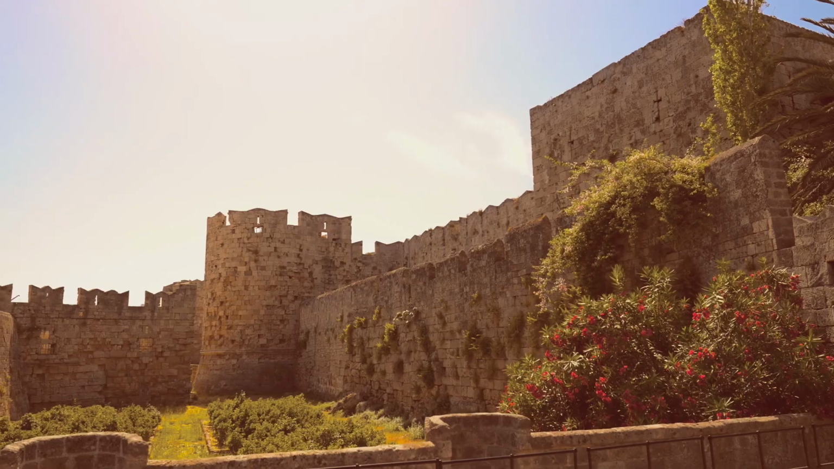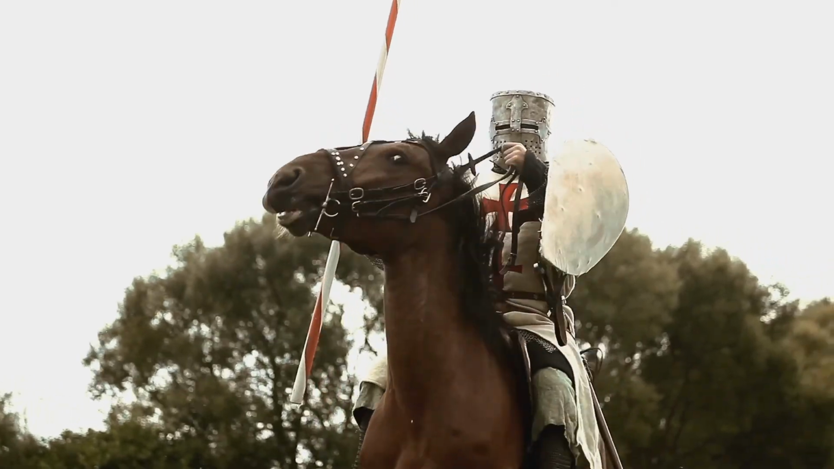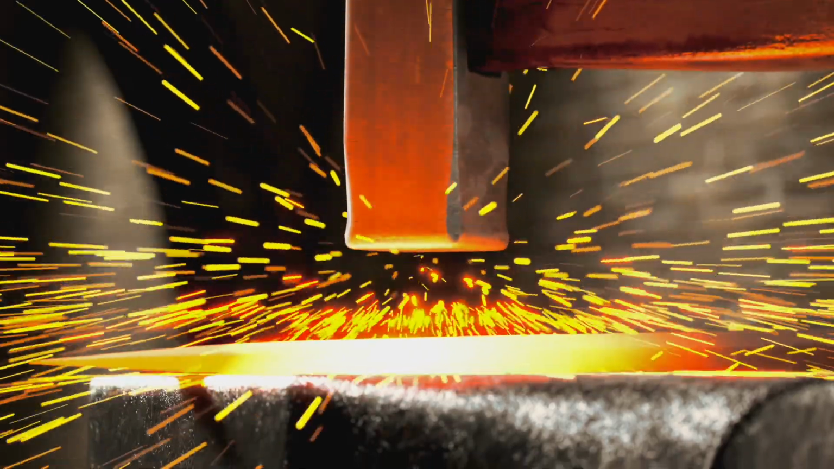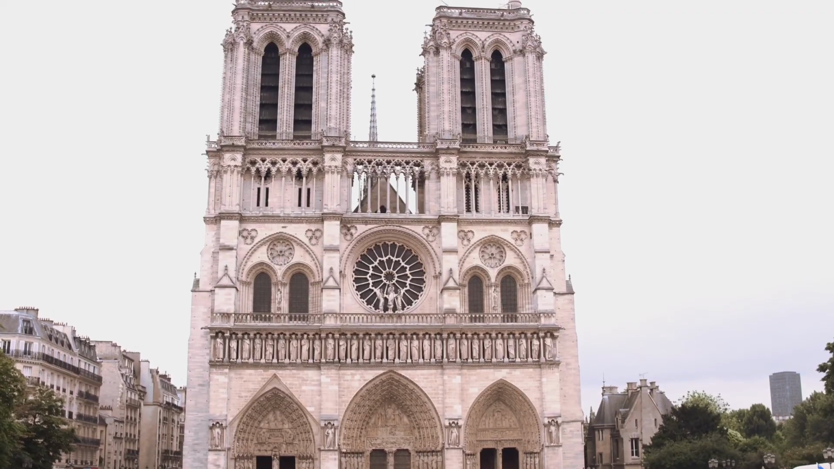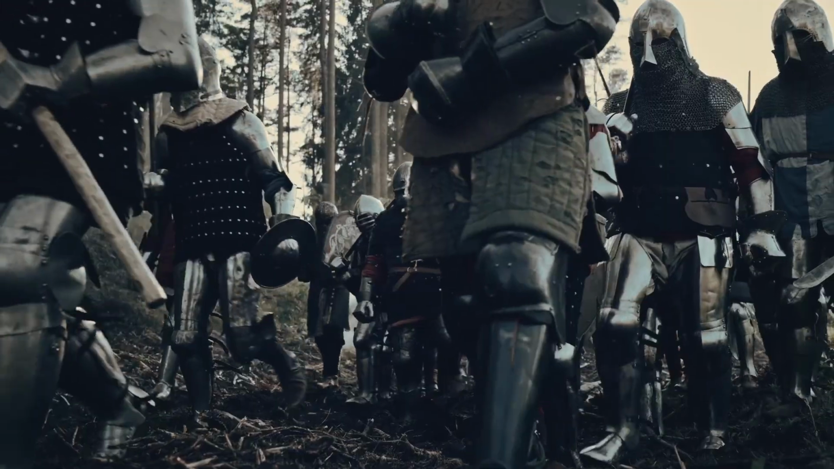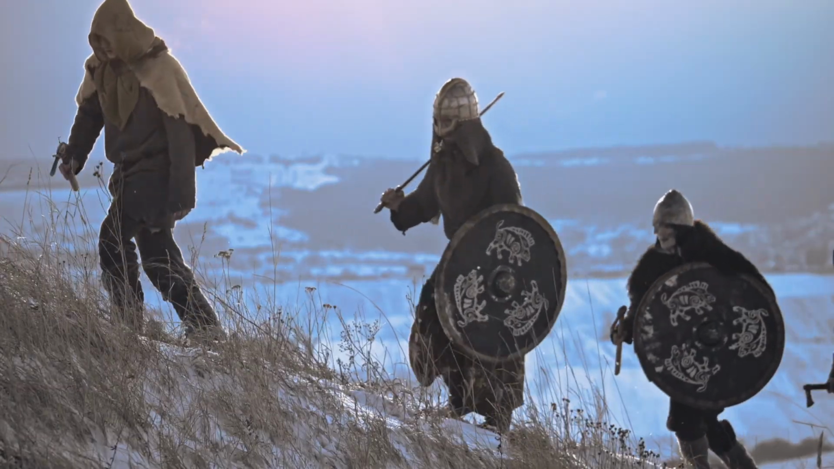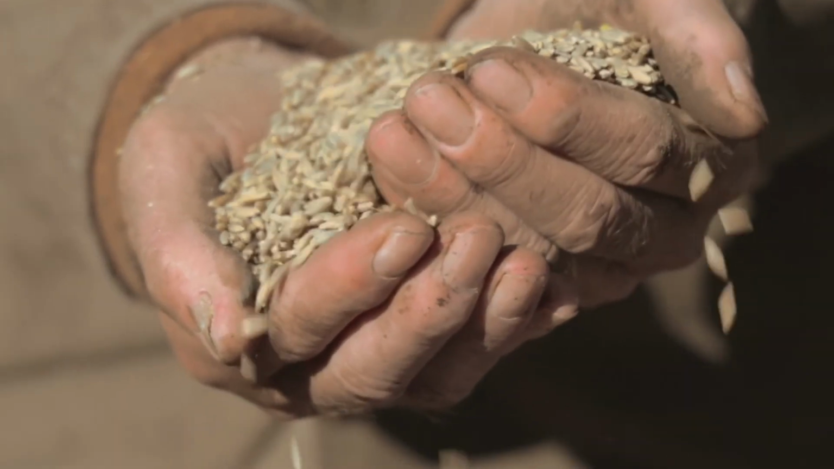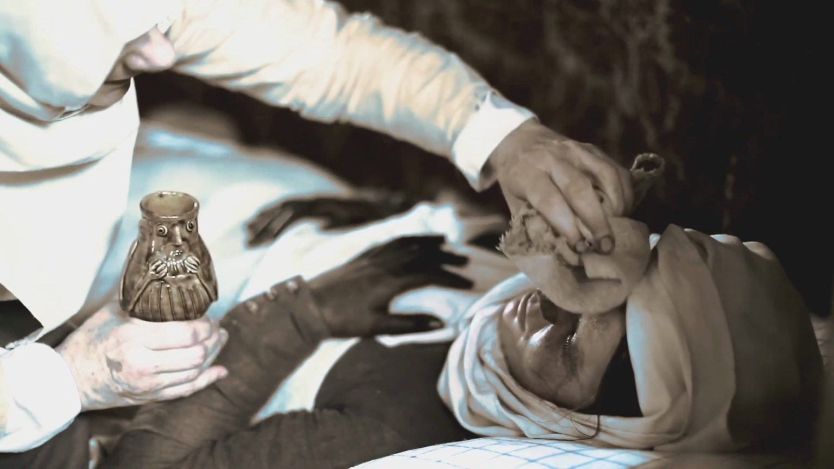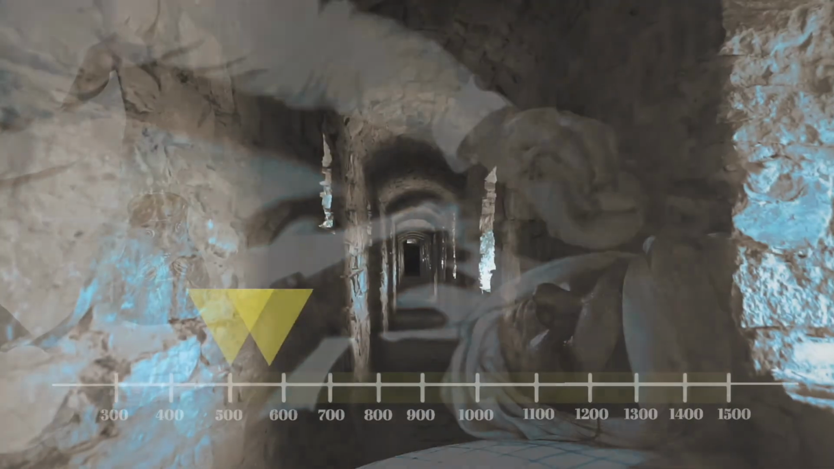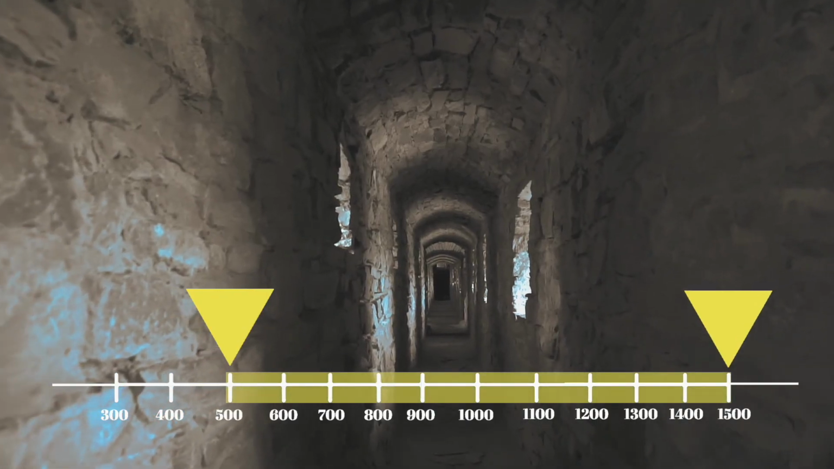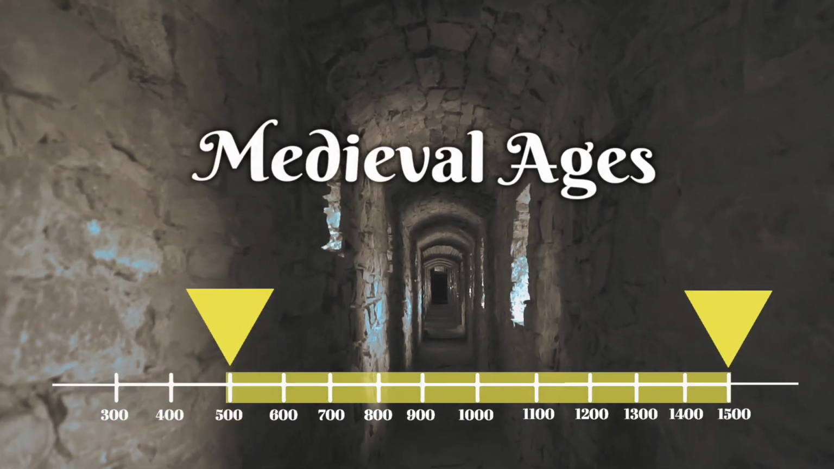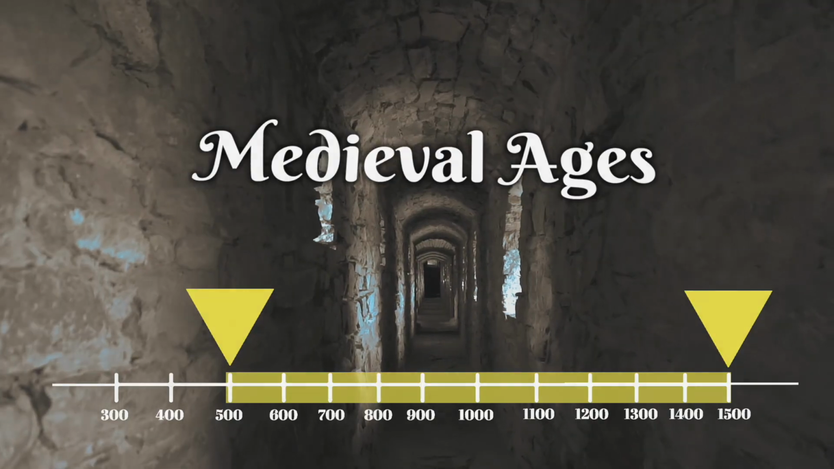It was a time of castles and knights, peasants and guilds, monasteries and monks, cathedrals and wars, and horrible events like famines and plagues that killed millions upon millions of people. All these things happened between approximately 500 CE and 1500 CE, a time we call the Medieval Ages.